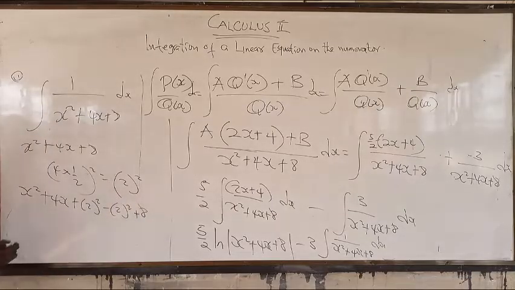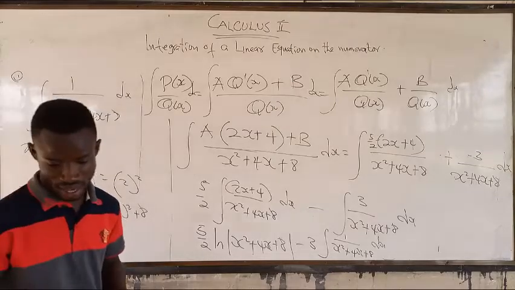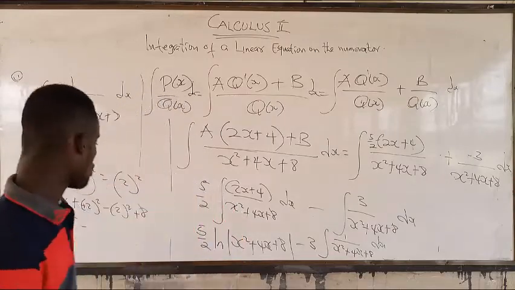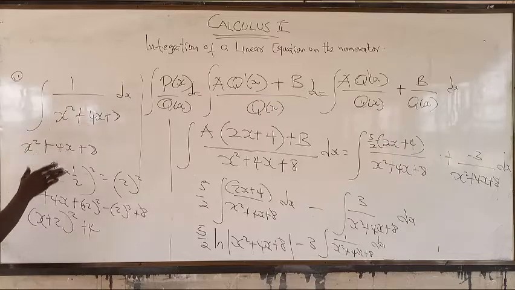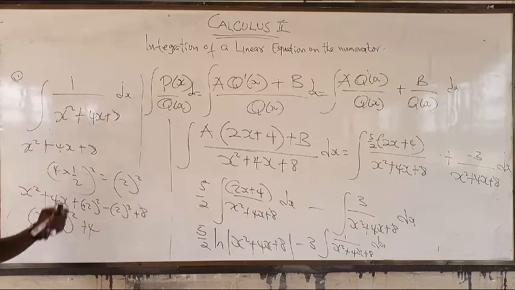You know that already. Then you get x plus 2 all squared minus 4 plus 8, and it's just going to give us 4. So that's going to be plus 4. So the completing of square of this quadratic equation is this. Very good. Then we're going to do the substitution back.